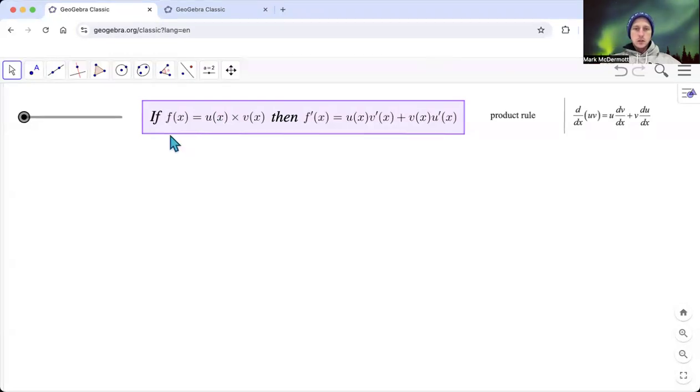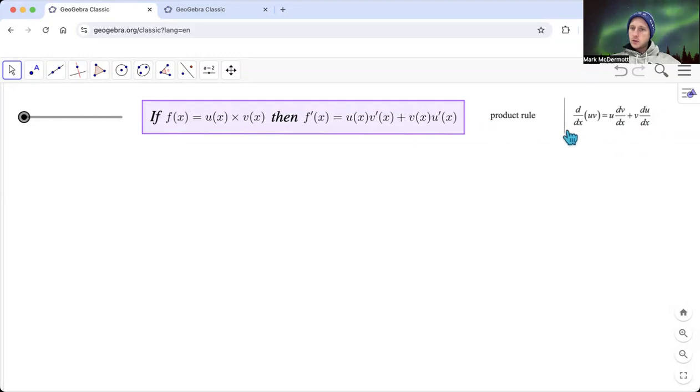look at. So basically, this is what we're trying to show. We're saying that if we've got some function f of x that is the product, that means the multiplication, of two functions u of x times v of x, then the derivative of that function is equal to u of x multiplied by the derivative of v of x, plus v of x multiplied by the derivative of u of x. On the Methods formula sheet, it'll show you this.